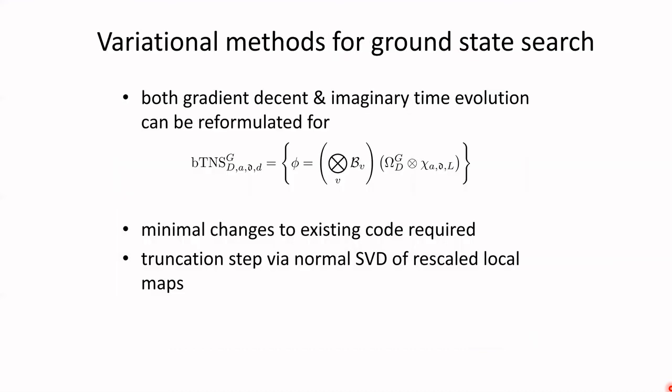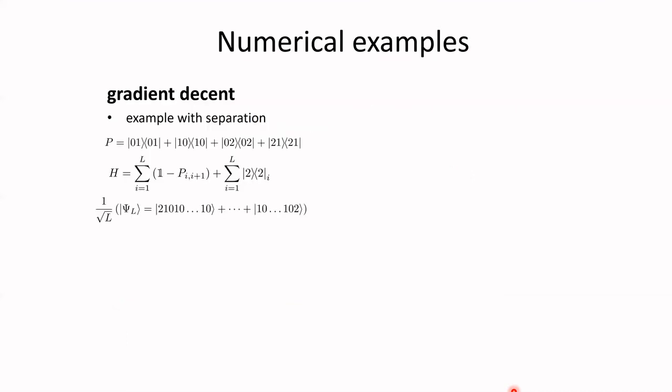of local Hamiltonians. And it turns out that both the gradient descent and imaginary time evolution can be reformulated in terms of this boundary tensor network ansatz class. I'm not going to go into the details here, but it only requires minimal changes to the existing algorithms that are out there. So as a final part of this presentation, I would like to present to you some numerical results with this algorithm. The first one is for gradient descent.